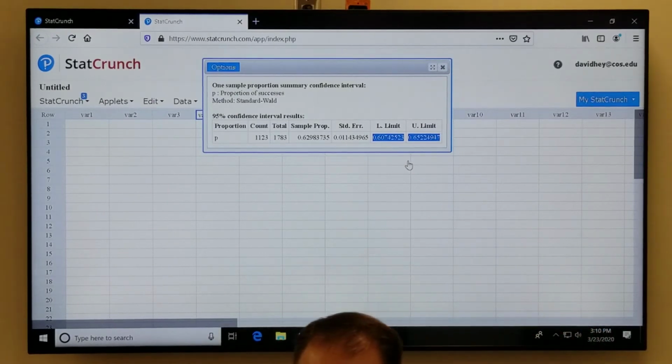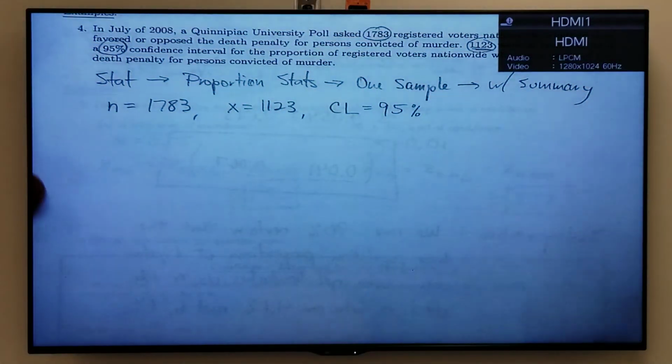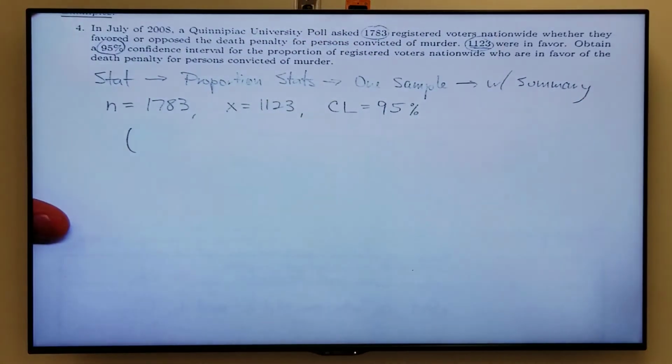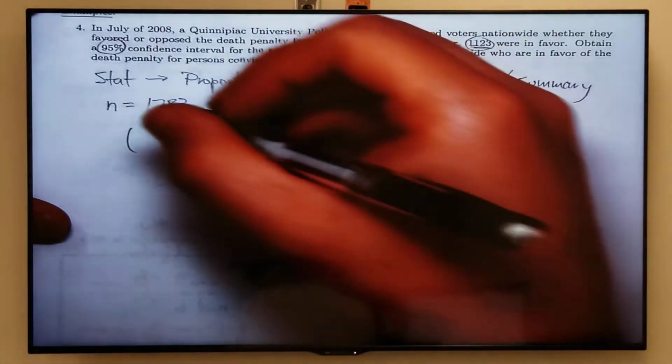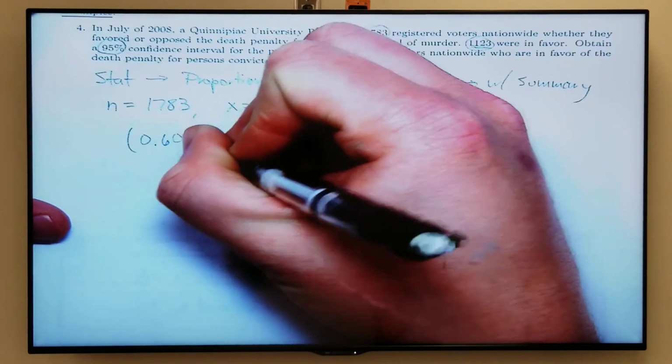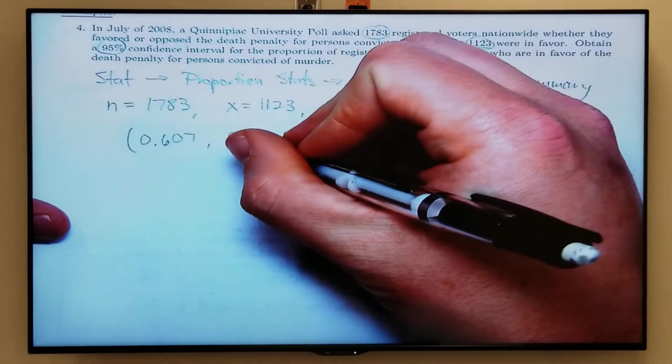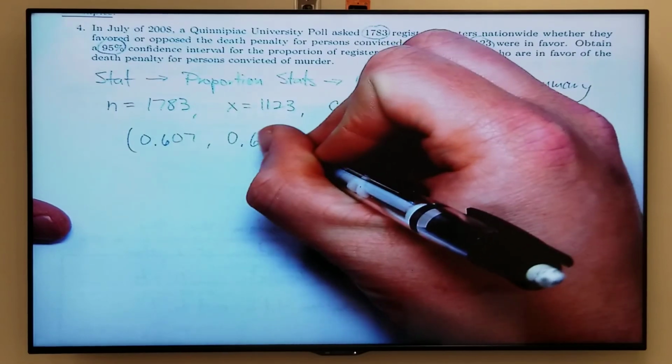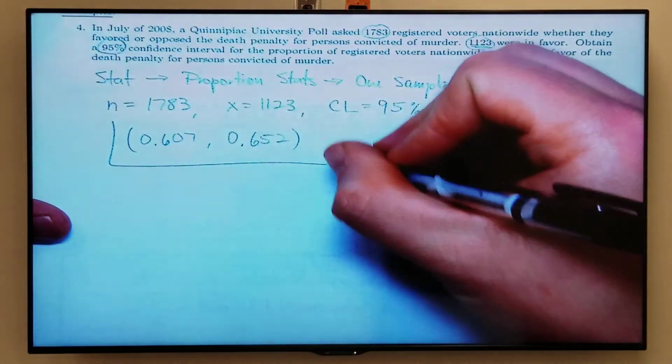So let's go and write that down. Okay, so rounding to 3 decimal places, this is about 0.607, 0.652. There is our confidence interval.